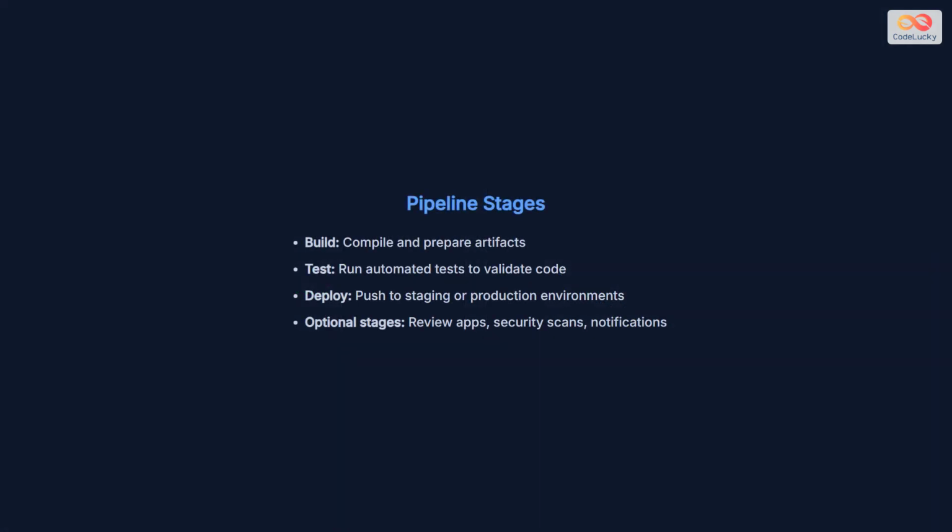GitLab CI pipelines are divided into stages to organize the continuous integration process. The build stage compiles code and prepares artifacts, which are the files produced after building. The test stage runs automated tests to validate the code quality and functionality. The deploy stage pushes the tested code to staging or production environments to release the software. Additional optional stages may include review applications, security scanning, and notifications to enhance the pipeline's capabilities.